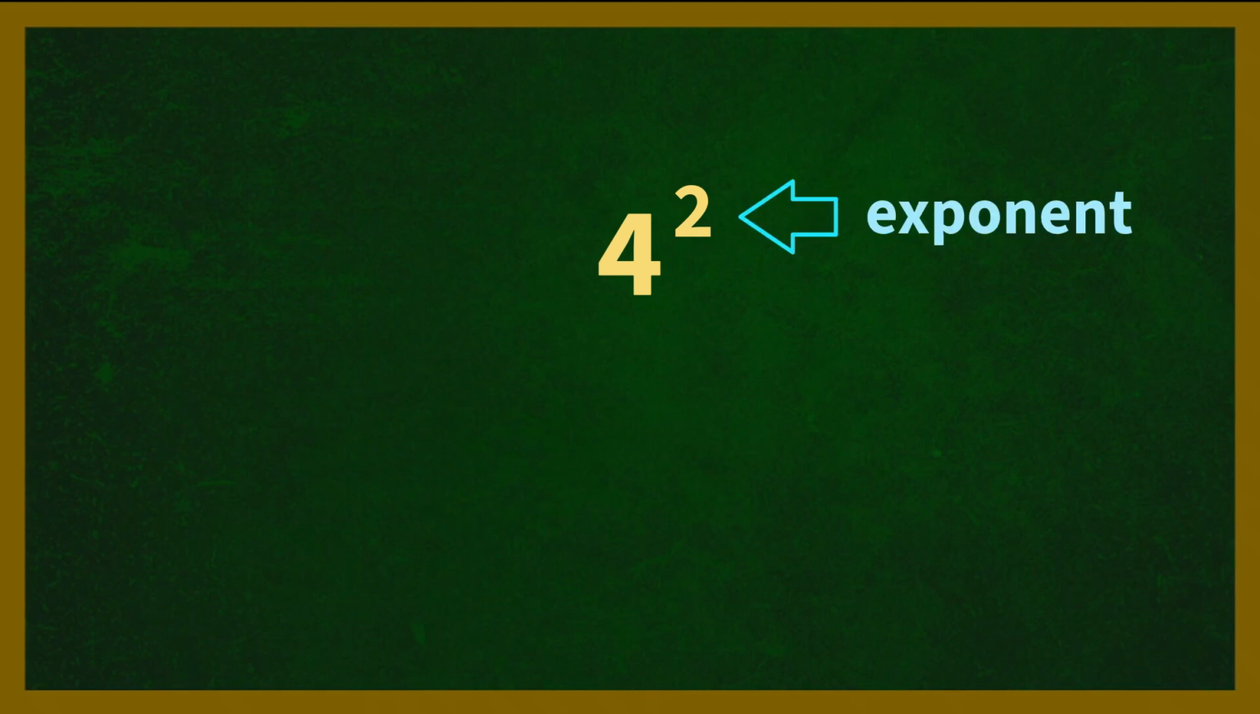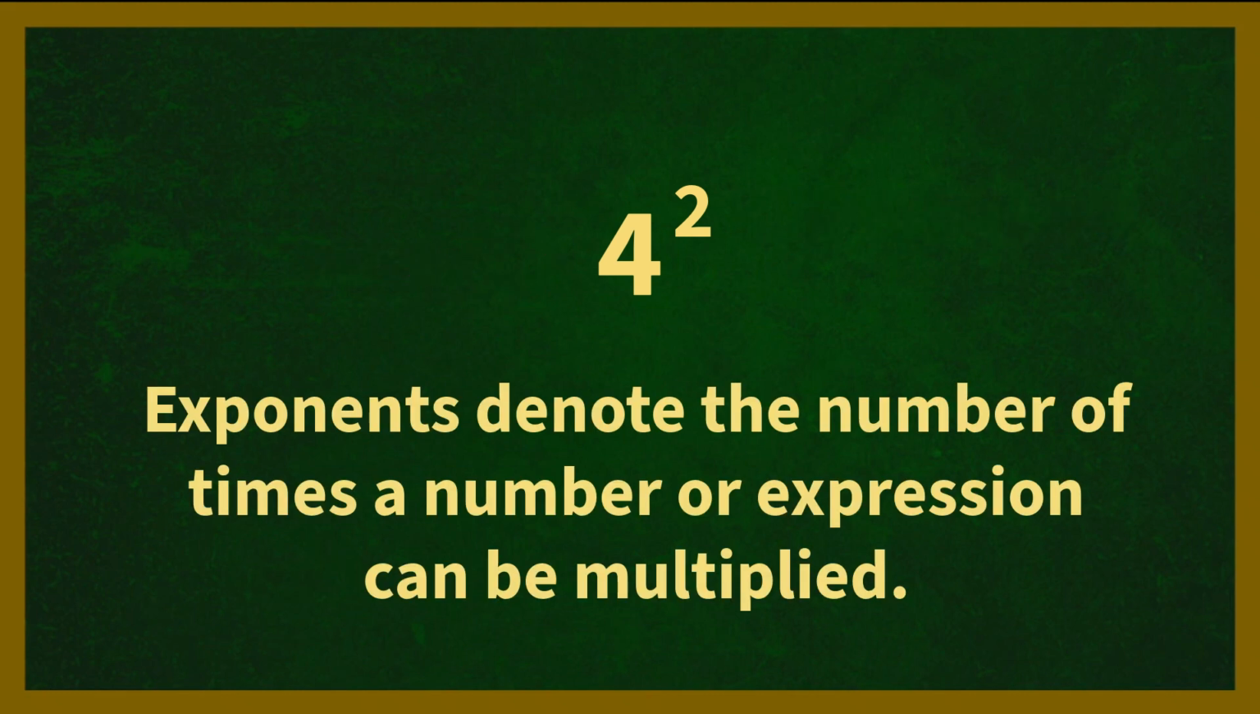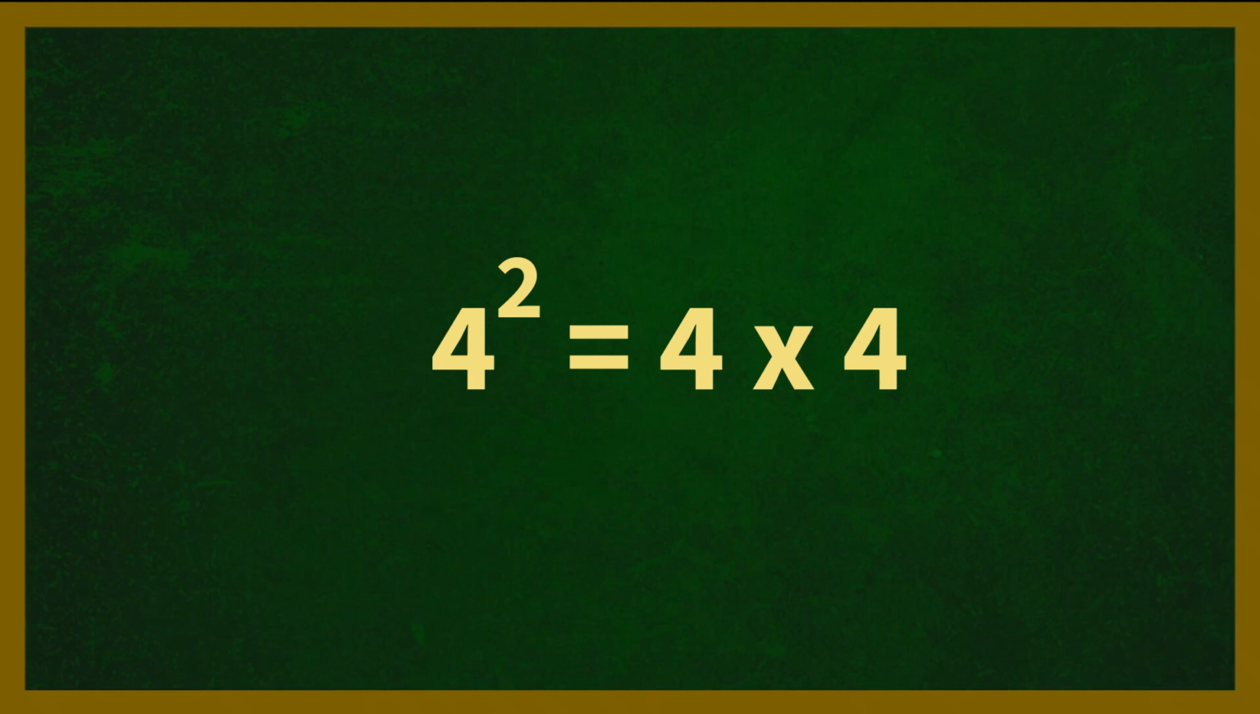Let's look at this example. 4 squared. The 2 is the exponent, and 4 is the main number or the base. Exponents denote the number of times a number or expression can be multiplied. So we would express this example as 4 squared is equal to 4 times 4, which is equal to 16.